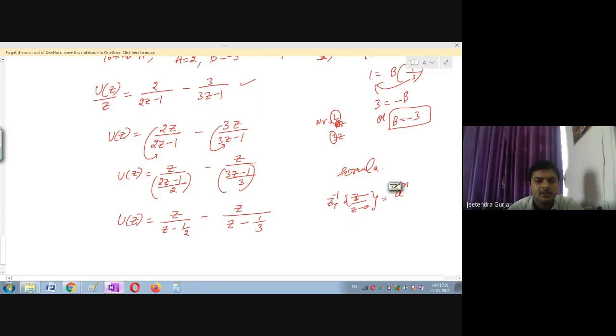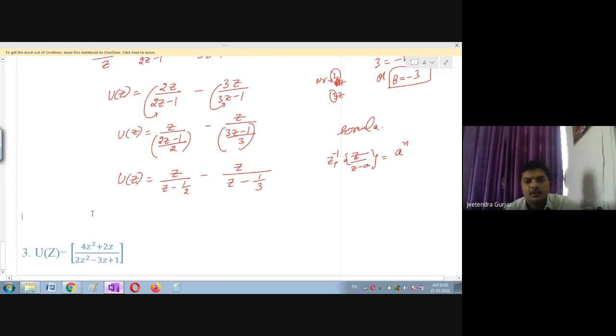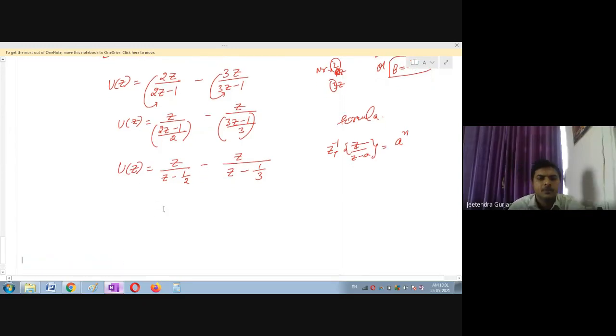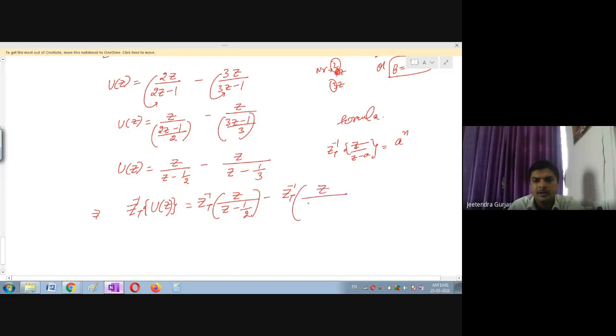Therefore, now I will apply the inverse Z transform here. So first you have to apply the inverse Z transform. So this is the inverse Z transform of Z divided by Z minus 1 upon 2, minus the inverse Z transform of Z divided by Z minus 1 upon 3, students. Now you just apply this formula. So here, what is the answer, students? Please tell me, anyone.